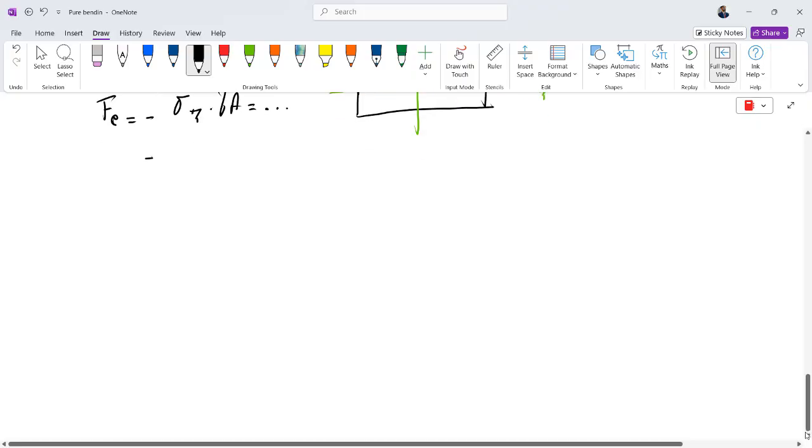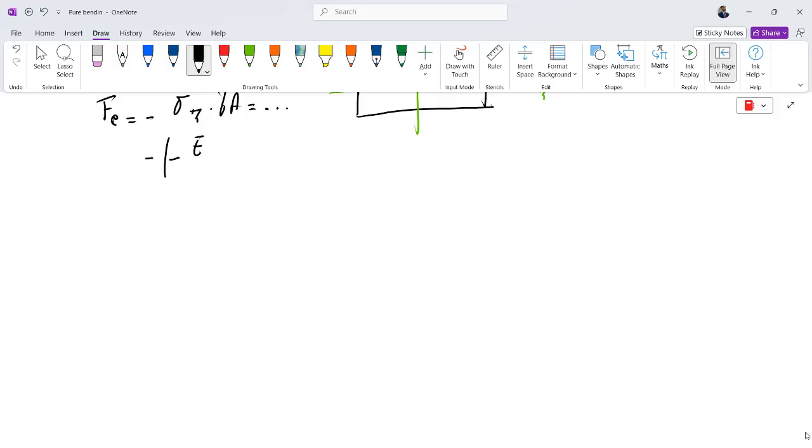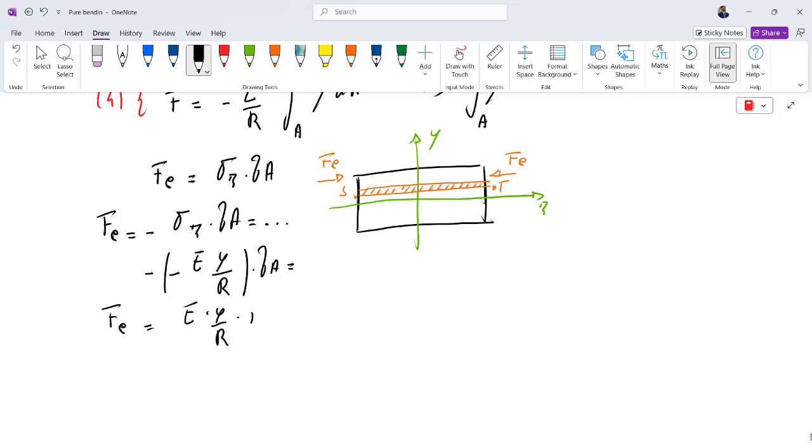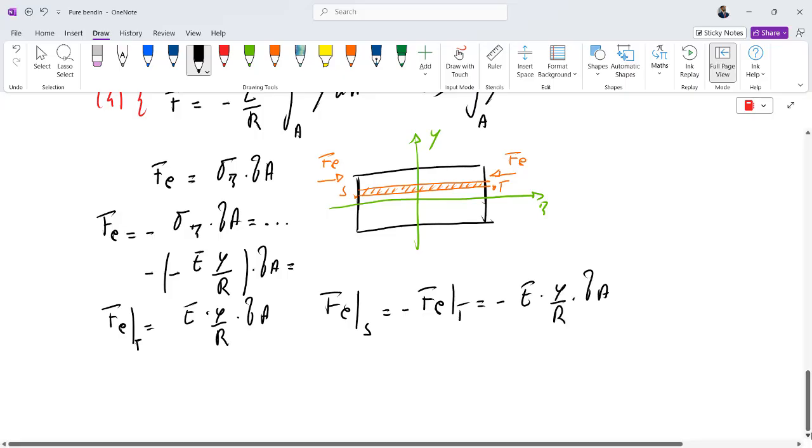So we have minus E, the Young modulus, y divided by r times delta A. So we obtain that F_C is equal to the Young modulus times y divided by r times delta A. This is F_C at the T side. The F_C at the S side is equal to minus F_C at the T side, so it is minus E times y divided by r times delta A.